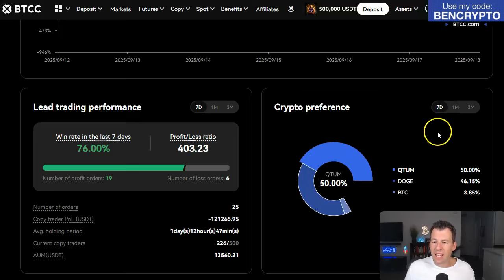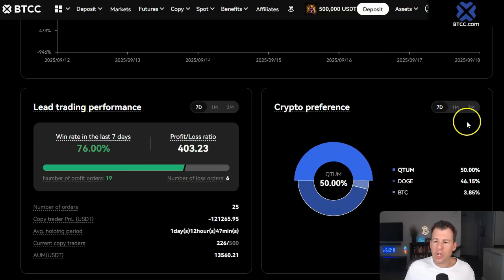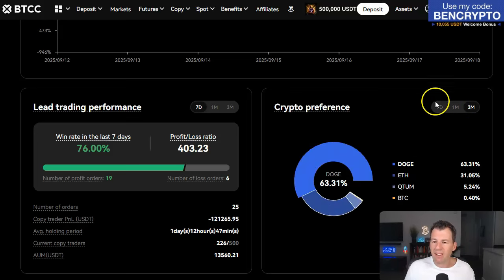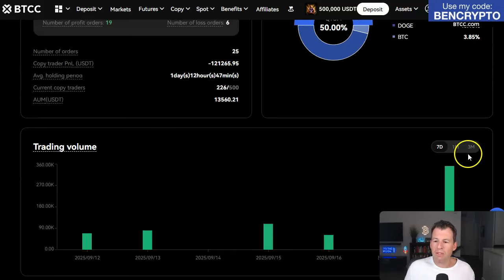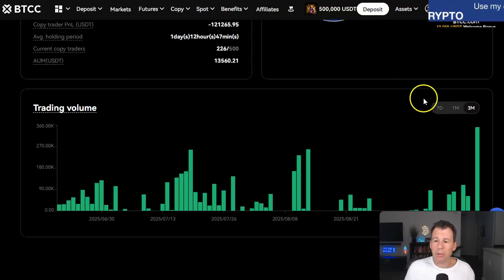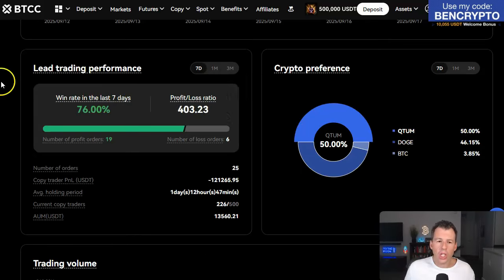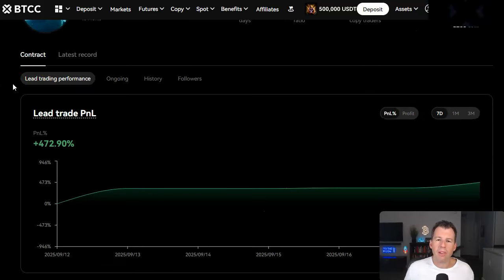And then in the last 7 days, he's gone big on this QTUM position, which he was much smaller on in the months prior. And then he's also very big on Doge. So it appears that's what's accounting for this big volume spike here in the last couple days. Long positions on QTUM and Dogecoin. QTUM is a $200 million L2 on Ethereum. It's a layer 2 blockchain.